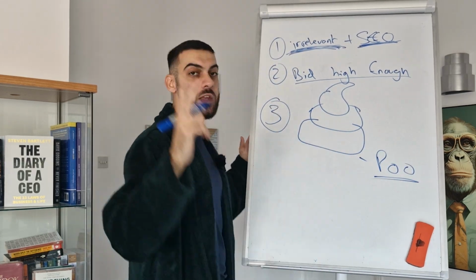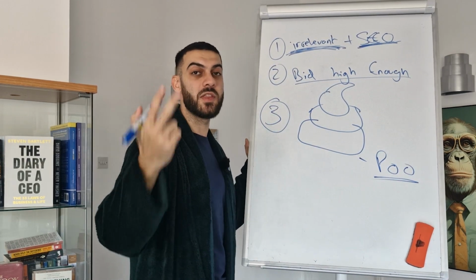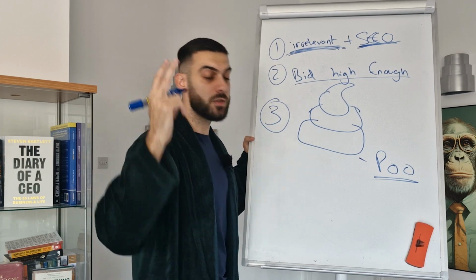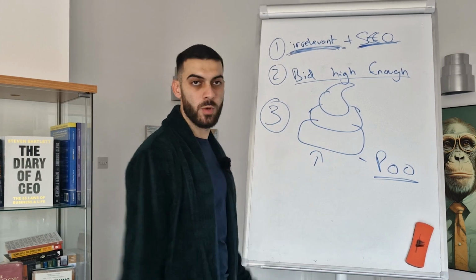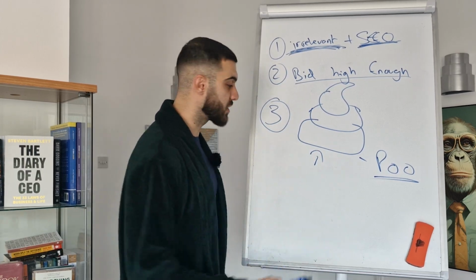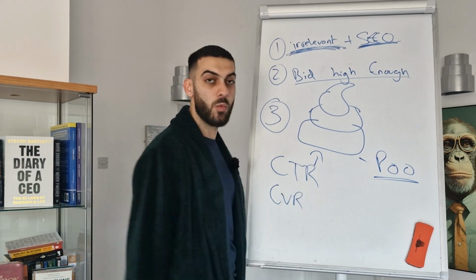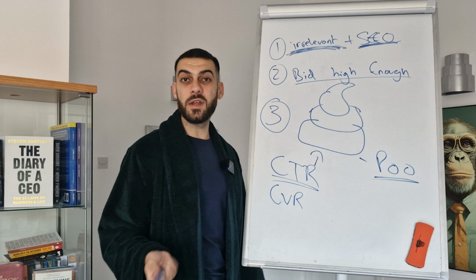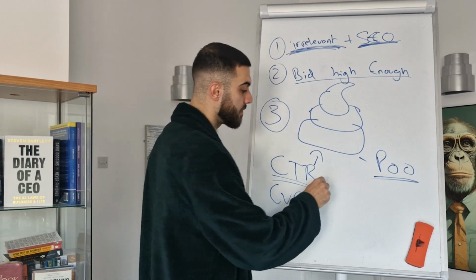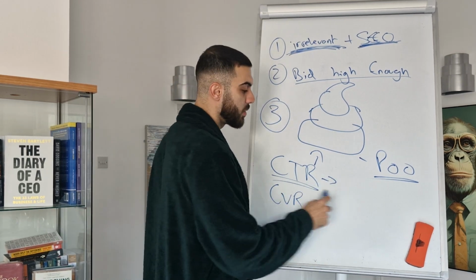I'm gonna explain why. There's only two things that Amazon looks at, the Amazon algorithm looks at, to determine if your book is poo or if your book is good. Can you guess what those are? There's only two things, your CTR and your CVR. What does this mean? Your CTR is your click-through rate, which basically tells Amazon, hey, are people interested enough in this book to click on it?